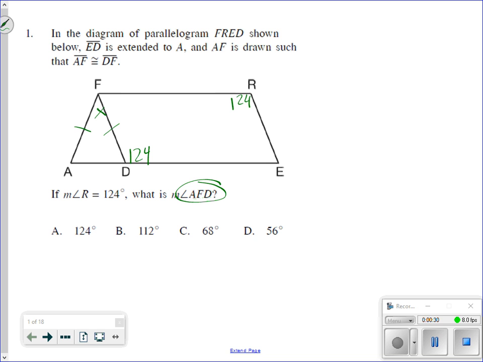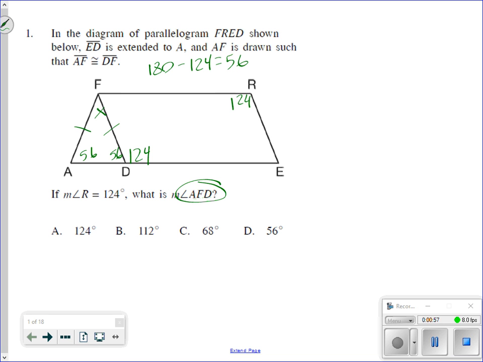Now, a piece of information that they gave us up top was AF is congruent to DF, making our isosceles triangle. If we do supplementary angles, 124 and angle FDA have to add to 180, so when we subtract, we end up getting 56. Because it is an isosceles triangle, we have our congruent base angles.